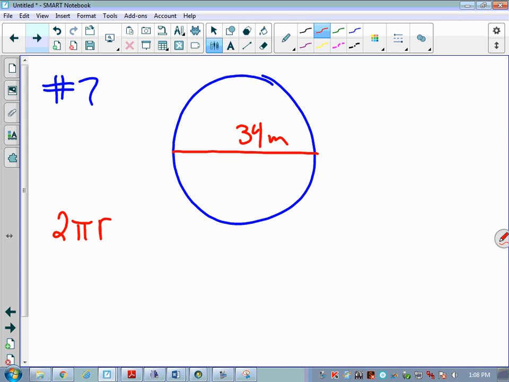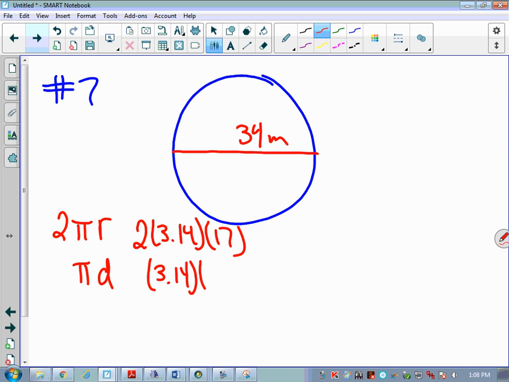2 pi r is our formula for circumference. So what do I need to do with 34? Either divide it by 2, or take out the 2 and do pi times diameter. Either way. They want you to use 3.14. So we can either do 2 times 3.14 times 17 or 3.14 times 34. Either answer should be 106.8 meters.